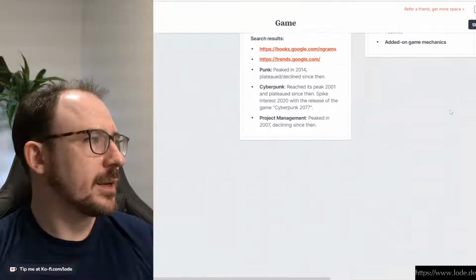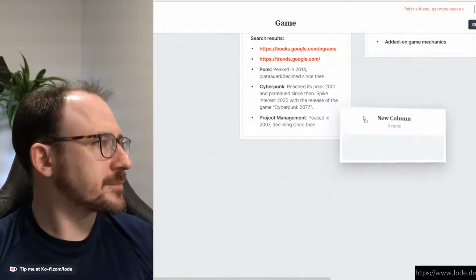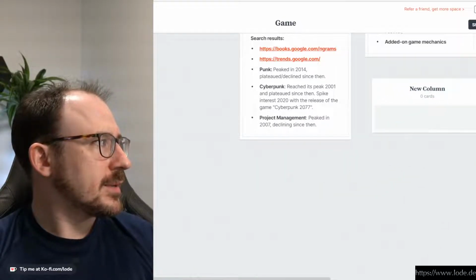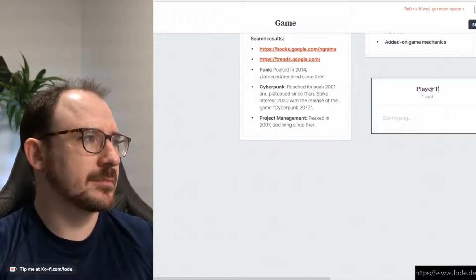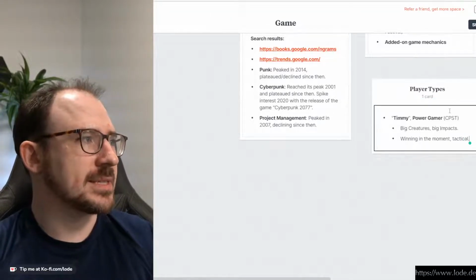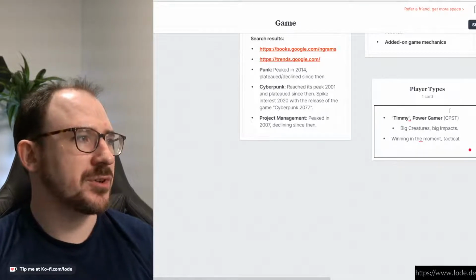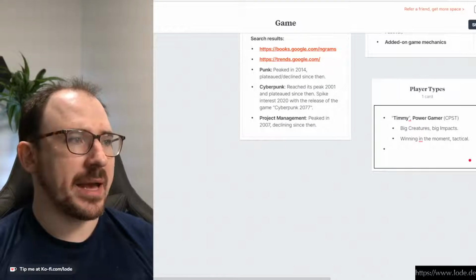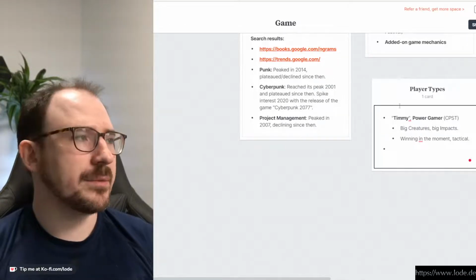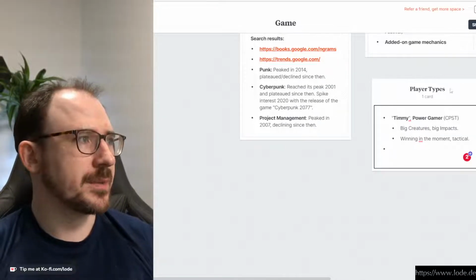I'll just copy it here, and let's scroll down. So here we have the player types. So that was the Timmy, big creatures, big impacts. And then there's Spike.